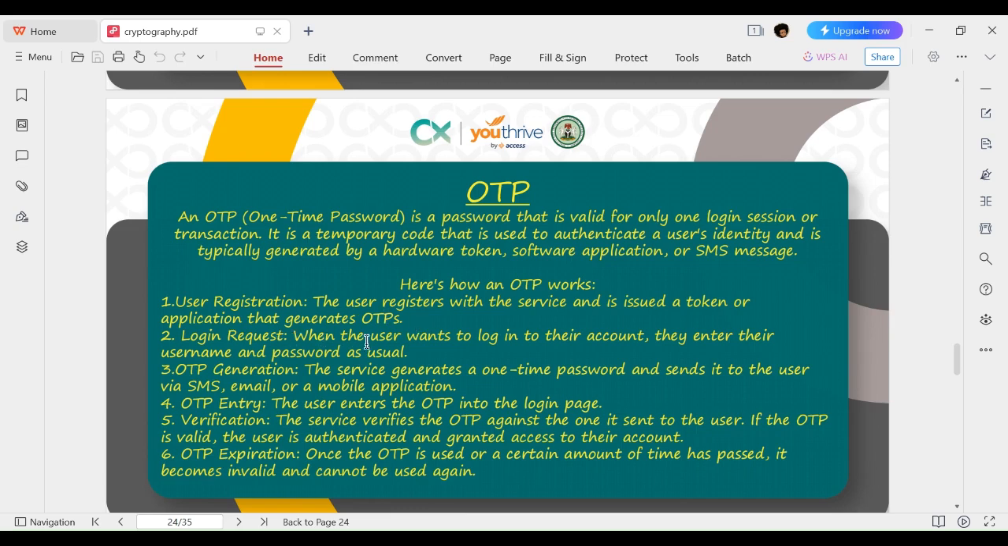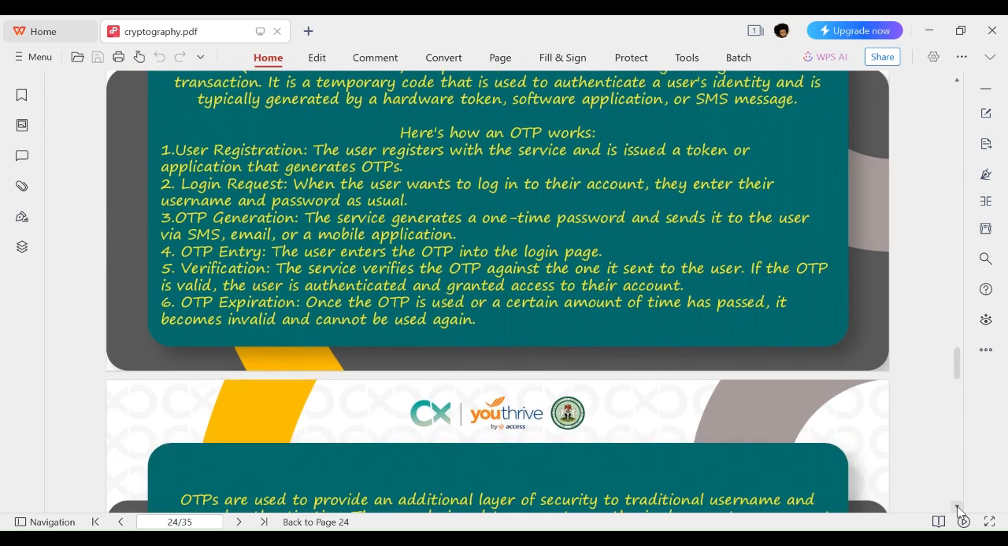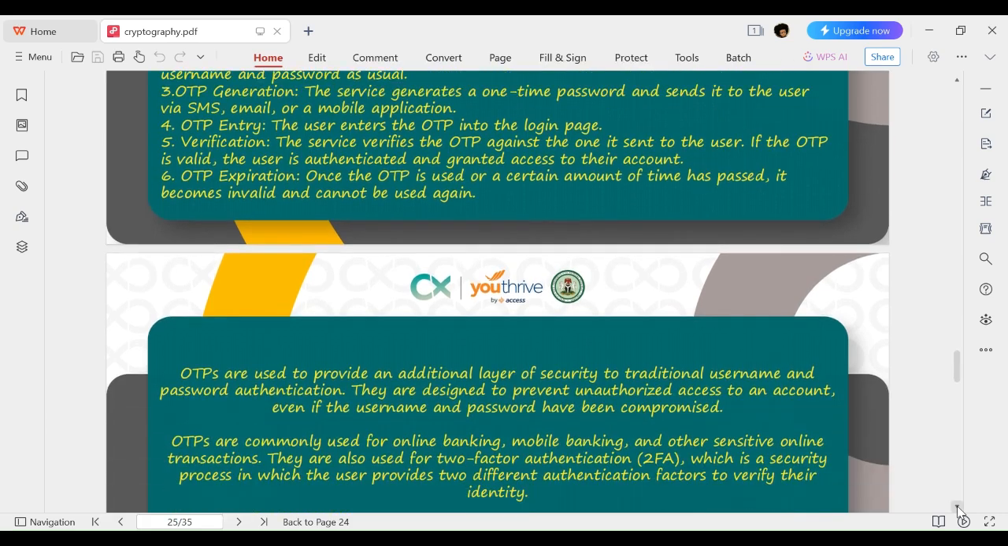Login request. When the user wants to log into their account, they enter their username and password as usual. The service generates a one-time password and sends it to the user via SMS, email, or mobile application. The user enters the OTP into the login page. The service verifies the OTP against the one that was sent to the user. If the OTP is valid, the user is authenticated and granted access to their account. Once the OTP is used or a certain amount of time has passed, it becomes invalid and cannot be used again. That means it's a one-time thing.